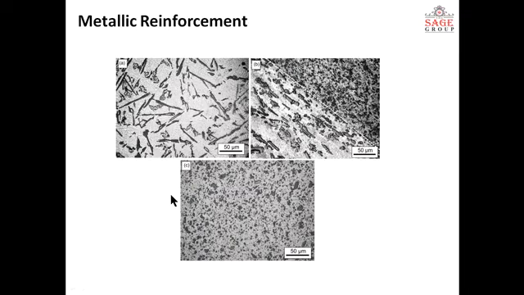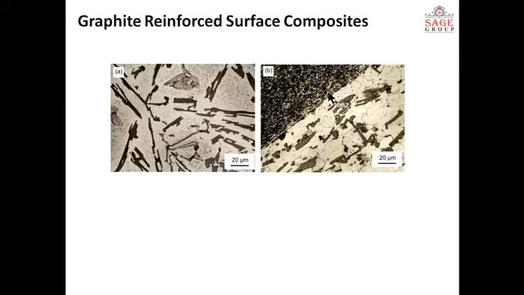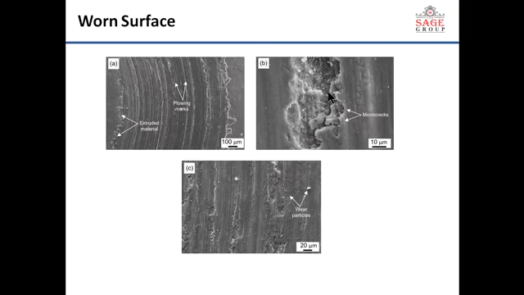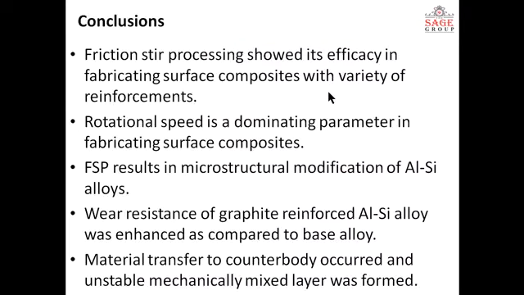And this is the friction stir processed material of an aluminum silicon alloy. You can see here acicular silicon, but after friction stir processing this acicular silicon is broken up into small fragments. So these are some micrographs, and the worn surfaces and the wear mechanism. These are some micrographs.